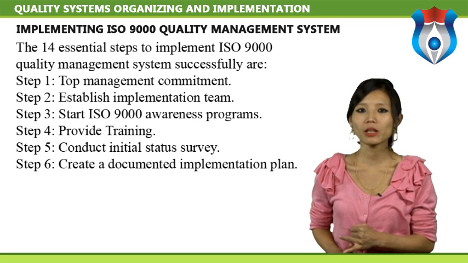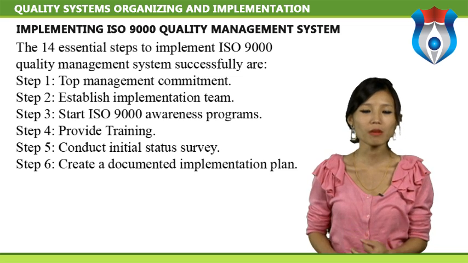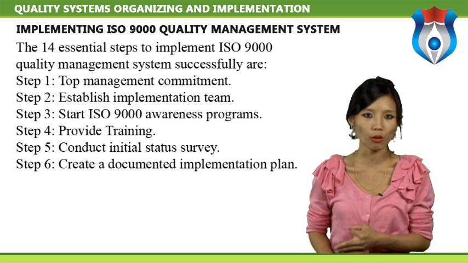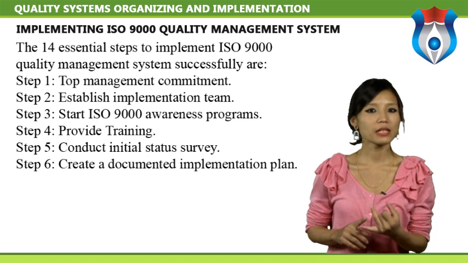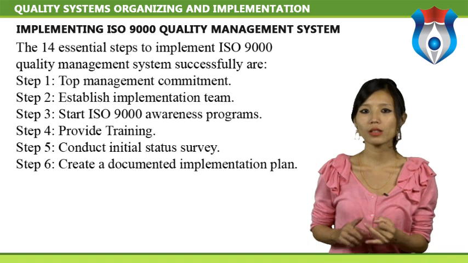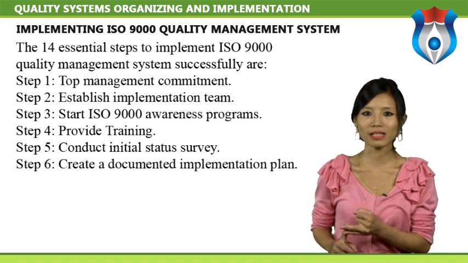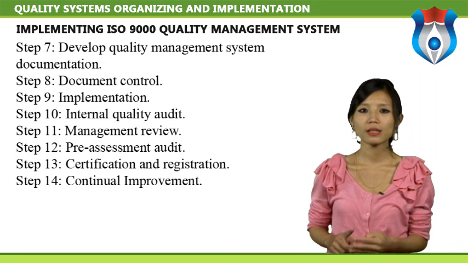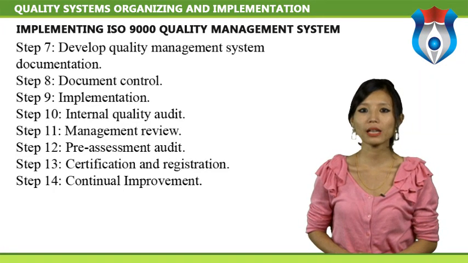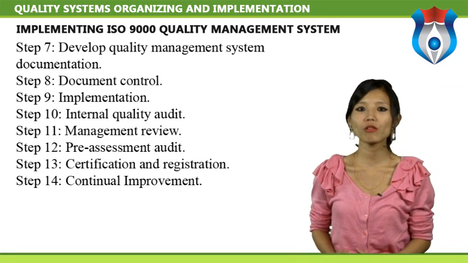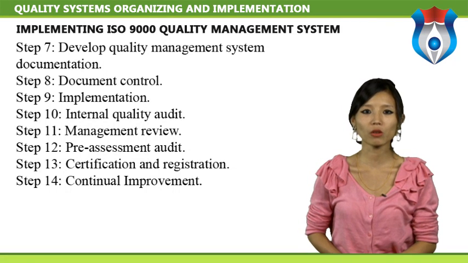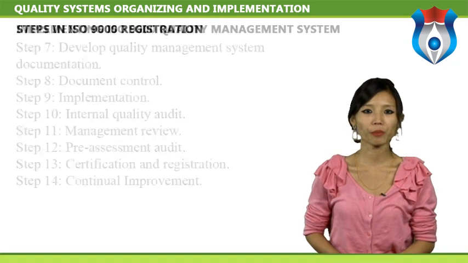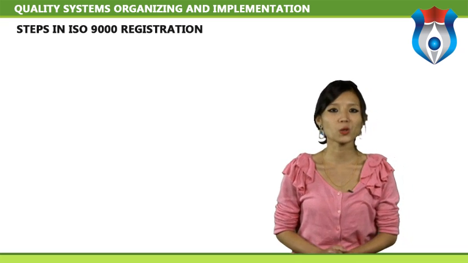Step 1. Top management commitment. Step 2. Establish implementation team. Step 3. Start ISO 9000 awareness programs. Step 4. Provide training. Step 5. Conduct initial status survey. Step 6. Create a documented implementation plan. Step 7. Develop quality management system documentation. Step 8. Document control. Step 9. Implementation. Step 10. Internal quality audit. Step 11. Management review. Step 12. Pre-assessment audit. Step 13. Certification and registration. Step 14. Continual improvement.